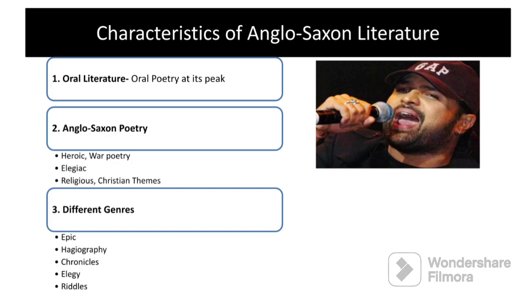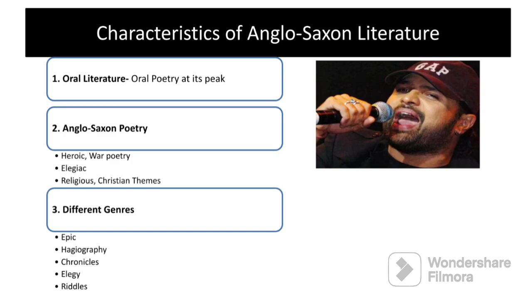The third theme was religious. After the arrival of Christianity, these religious biblical themes also entered the literature of England, and they also became the main subject of Anglo-Saxon poetry.